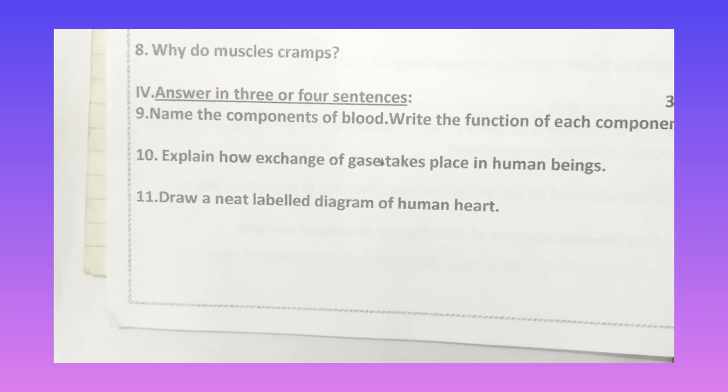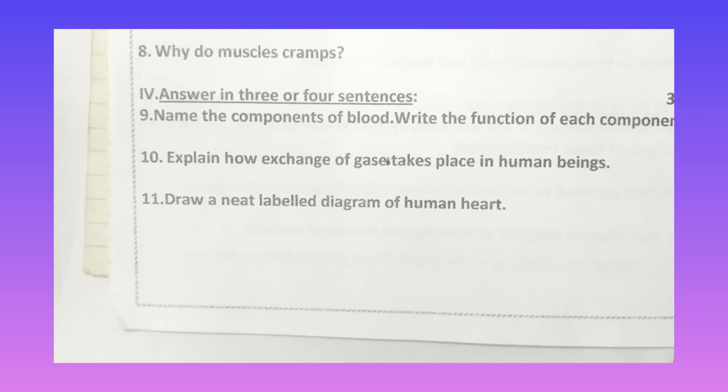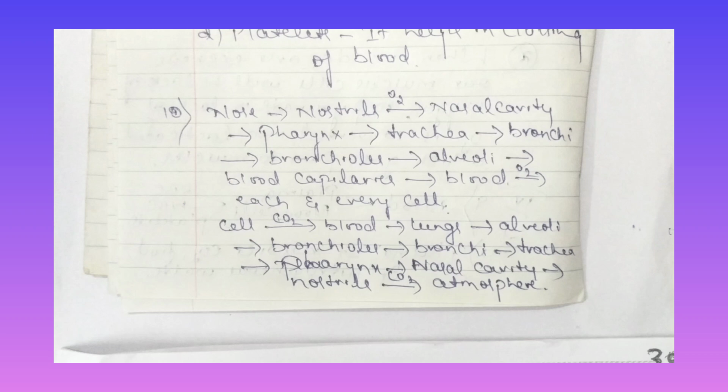Now the last question is: draw a neat labelled diagram of the human heart. By this we have answered all the 8 unit test paper questions related to life processes. In the next video we are going to answer control and coordination in plants and animals, that is unit test paper number 1.